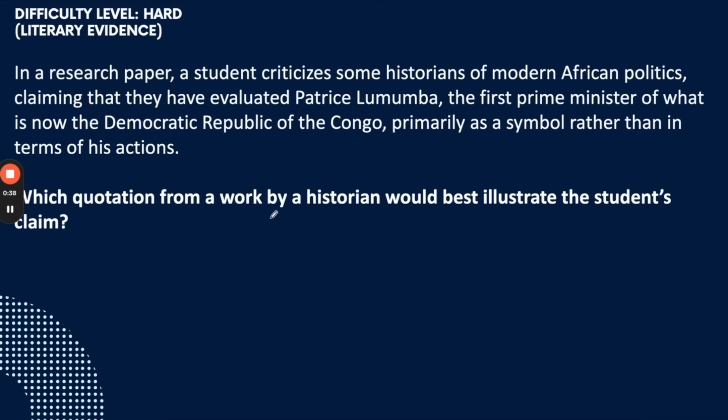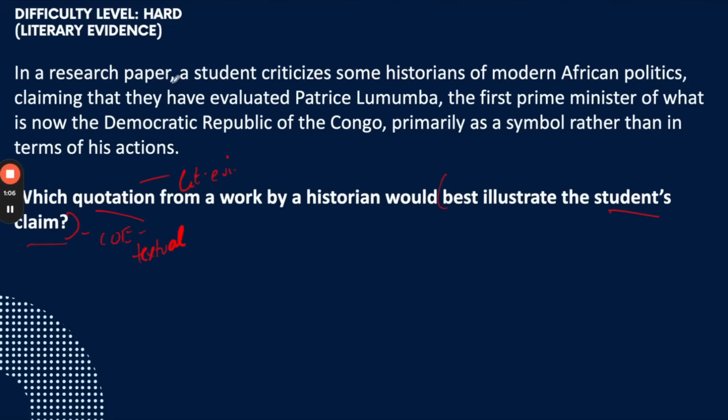Which quotation from a work by a historian would best illustrate the student's claim? So stating something like best illustrating somebody's claim tells us that this is command of evidence textual question type. And looking at this word quotation, we know that this is about a literary evidence. Now for this, the second step is obviously we go to the text and identify what the student's claim is. So let's read the text.